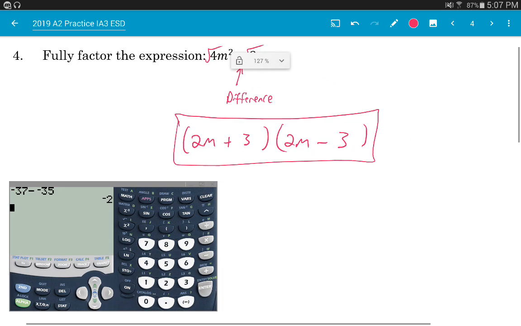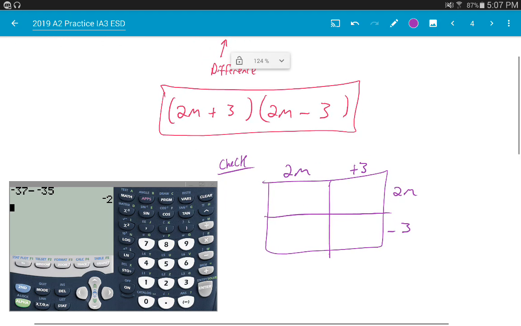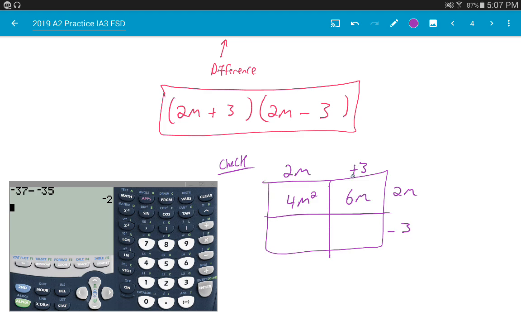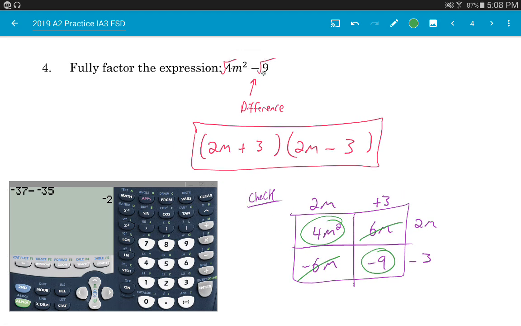Now, if I wanted to be sure that I was correct, if I wanted to have a check for this, I could use a box method. This is a check. 2m plus 3 and 2m minus 3. This is 4m squared. This is 6m. This is negative 9. And this is negative 6m. These cancel each other out. And so my answer is 4m squared minus 9, which is what I started with in the first place. Perfect.